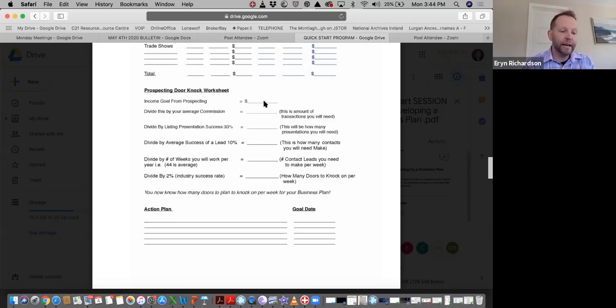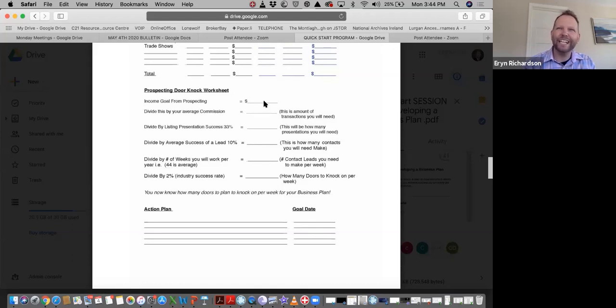If you divide that by 33%, you get 30. That's how many presentations you need to go on, right? You're going to sharpen up your listing presentations because you're going to knock on all these doors, and eventually you're going to get some success. So you need 30 listing presentations because on average, 33% is the listing presentation success rate. Divide that by 10%, and you get 300.